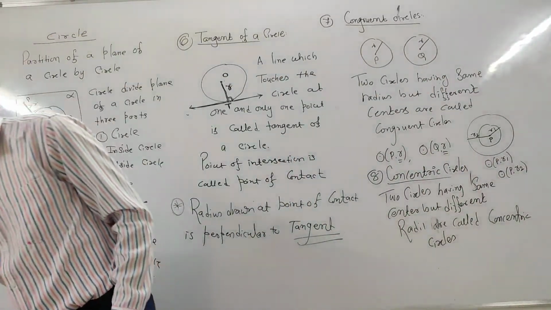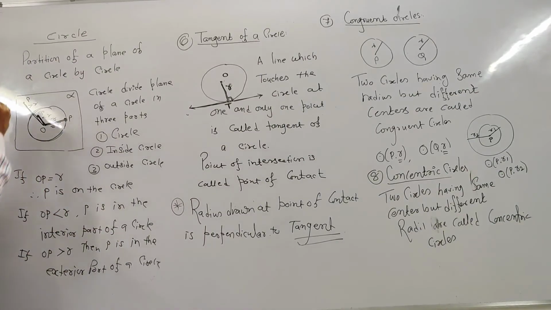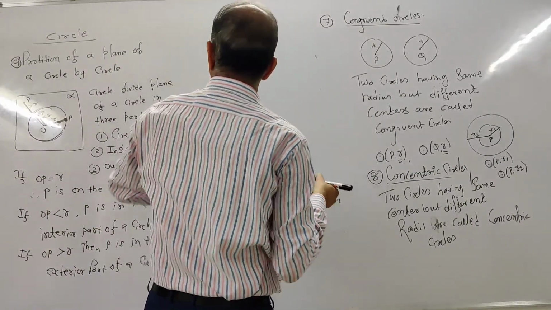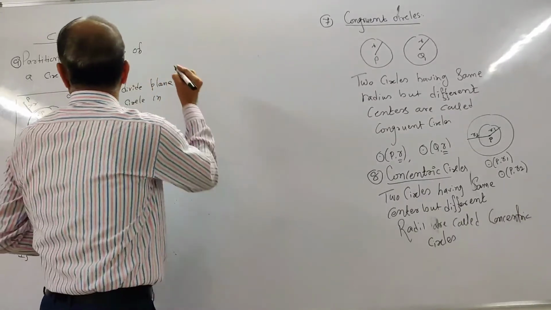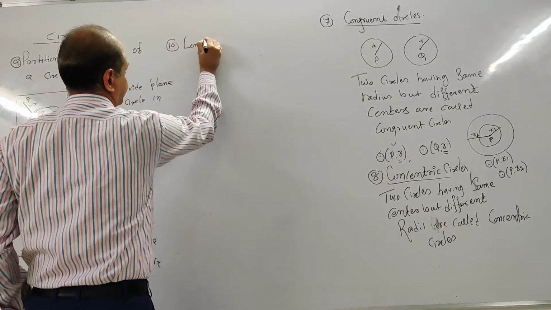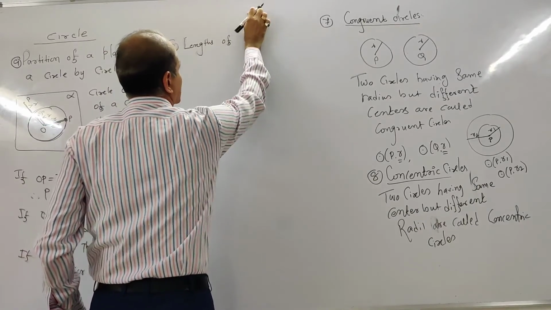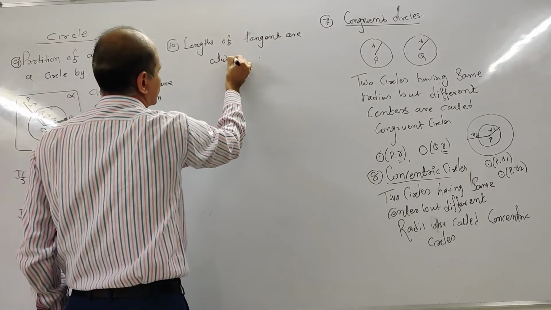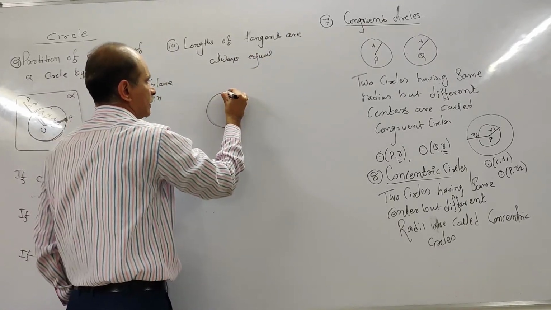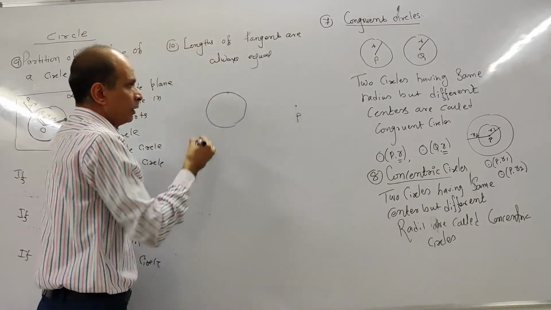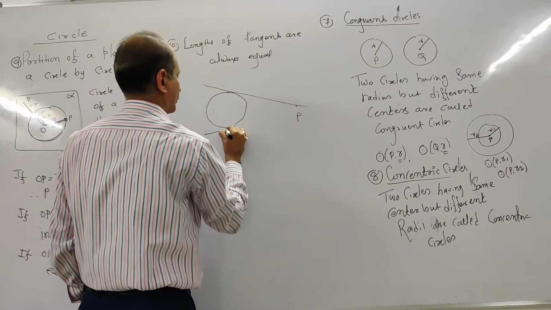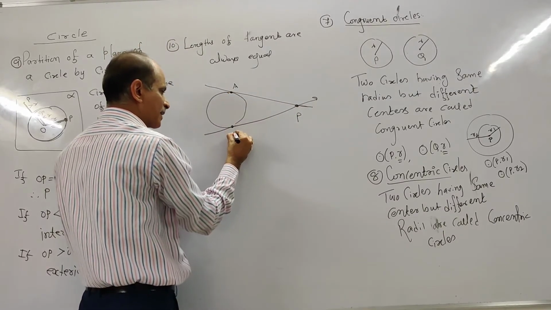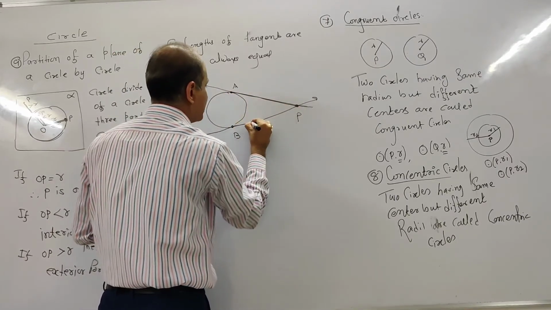Well, now let me explain concept number 10. Lengths of tangents are always equal. Let me draw one circle. A point P is in the exterior part of a circle. So here you can draw two tangents. This tangent intersects the circle at point A. Here it intersects the circle at point B.